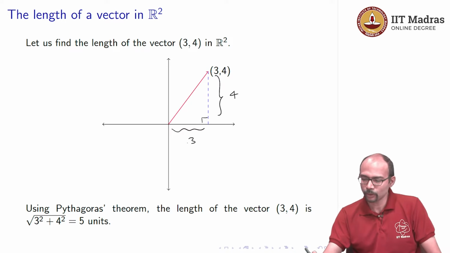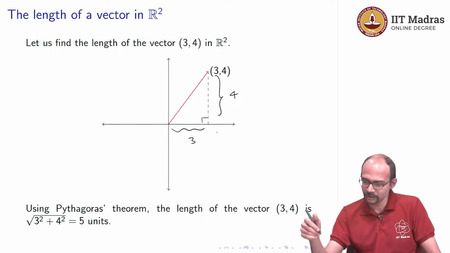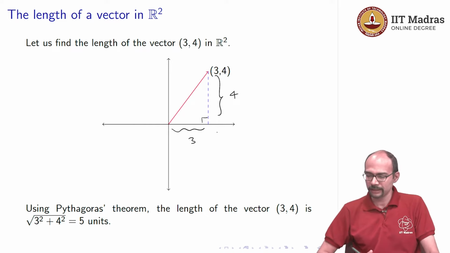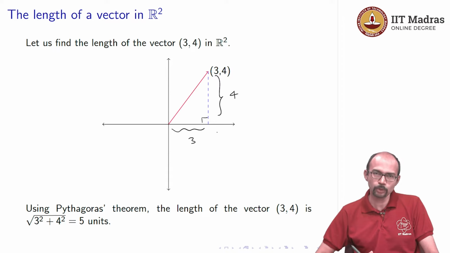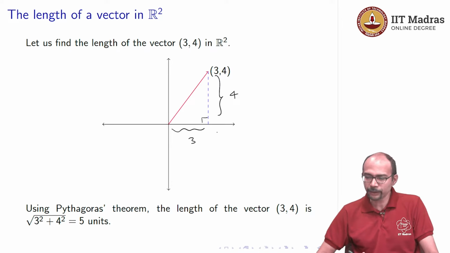This is the x coordinate, this part is the y coordinate, and so if you want to compute the length of the red line, that is the length of the vector, you use Pythagoras theorem. The hypotenuse square is equal to the sum of the squares of the sides. So the length of the hypotenuse is the square root of the sum of the squares of the sides. In this case it is square root of 3 squared plus 4 squared, square root of 9 plus 16, which is 25. So square root of 25 is 5.